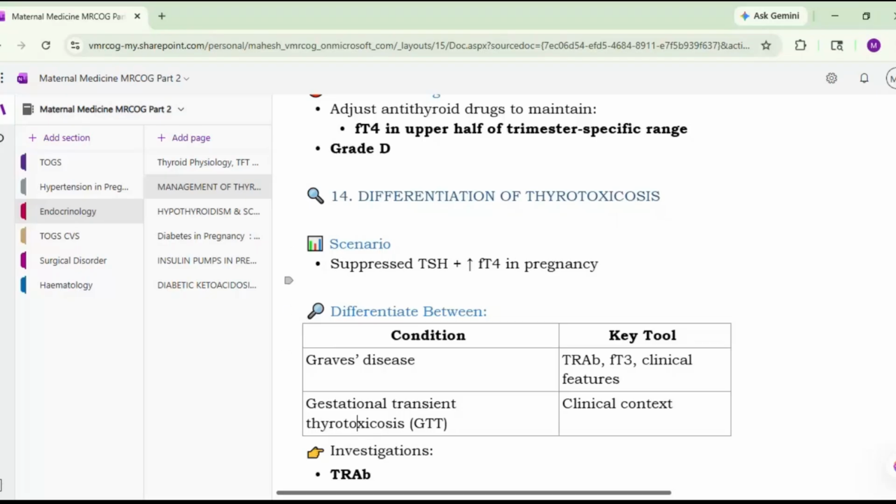So when you have a patient who is pregnant, with a low TSH and a raised FT4, then you will do the FT3 also, you will do the TRAB, you will look into the clinical features, and then you will diagnose Graves' disease.